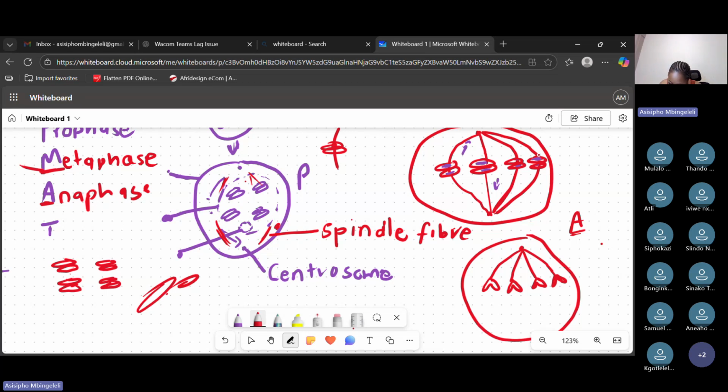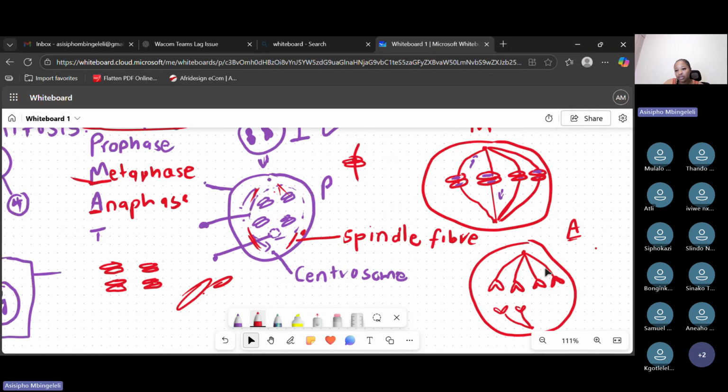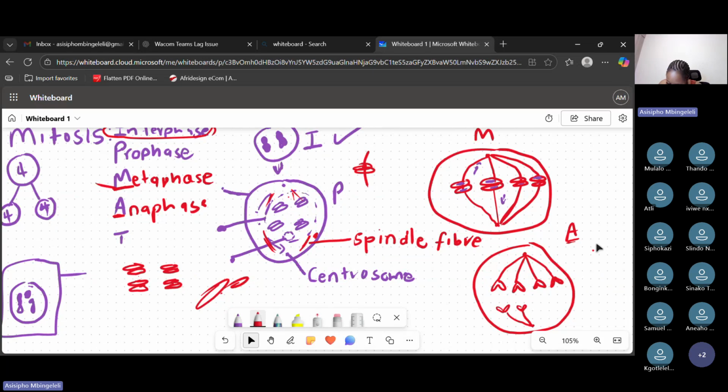So we're not done. We need to include the other chromosomes. There's one, there's two. I'm trying to get space. Then there's the third one, and there is the fourth one. Ta-da!